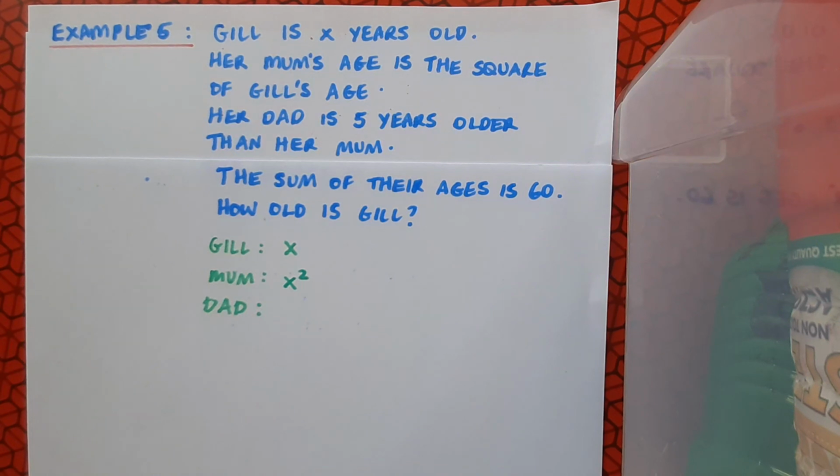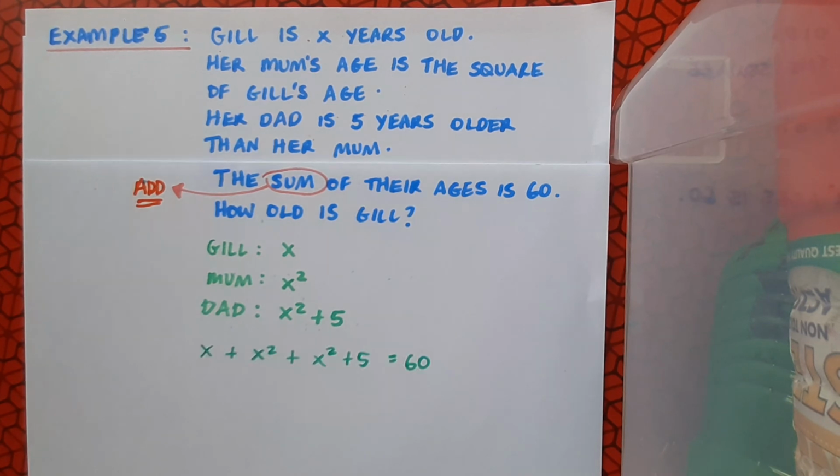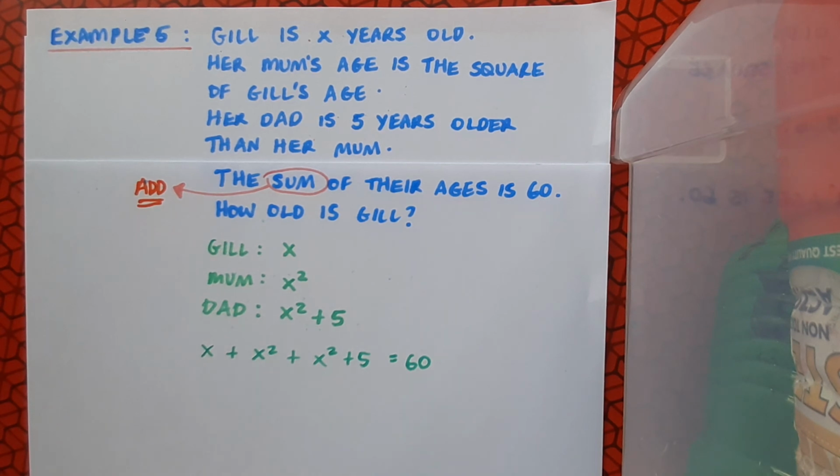What do you think I should write down for her dad? Her dad is 5 years older than her mum. So her dad will be her mum's age, x squared, plus 5. I'm told in the question the sum of their ages is 60, and of course sum means that I add, so I add all these expressions up and I get a result of 60. So I've got Jill's age plus her mum's age plus her dad's age equals 60. And again, I can see the beginnings of a quadratic here because I've got the x squareds. So I want to tidy it up into a regular looking quadratic, and then I'm going to factorize and solve. So pause the video here, do that yourself, and then play and see if you're correct.